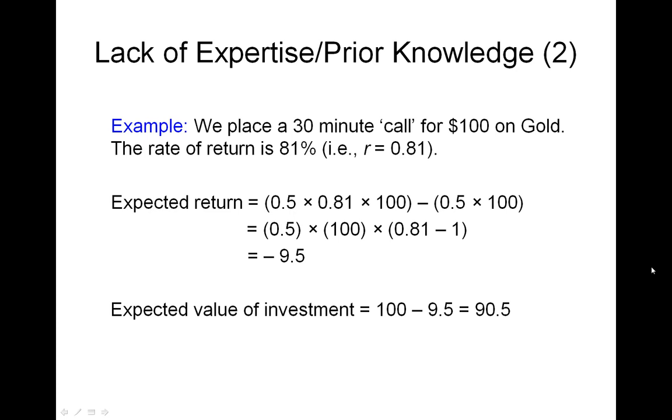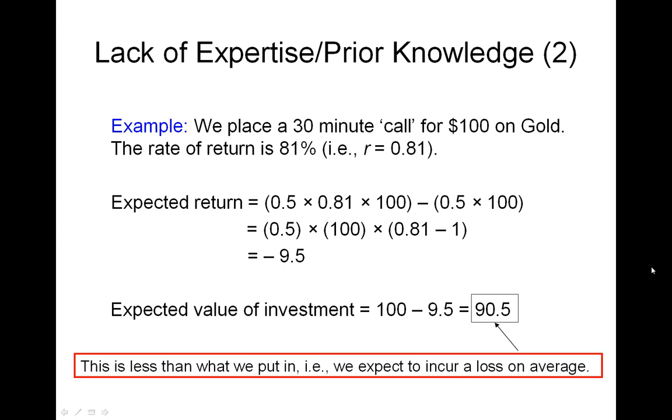This just means on average, even if we make profits a certain number of times, given a holistic view, given a picture of all the bets we make, on average we expect to lose that amount. This 90.5 is of course less than what we put in. Therefore, we expect to incur a loss on average given this model of binary trading.